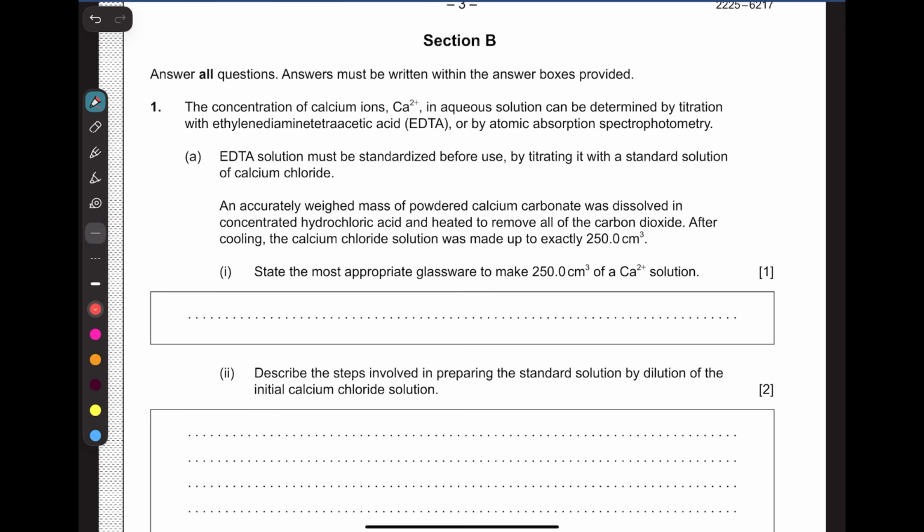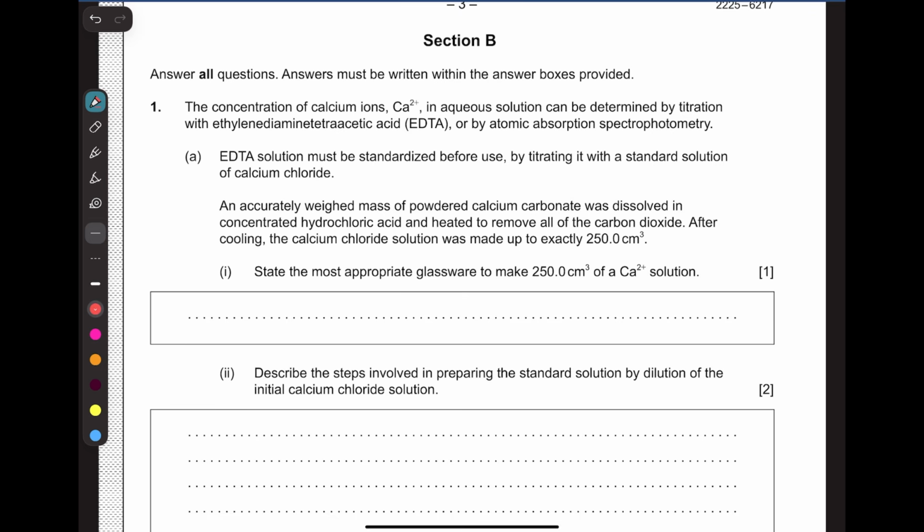So the concentration of calcium ion, Ca2+, in aqueous solution can be determined by titration with ethylenediaminetetraacetic acid, EDTA, or by atomic absorption spectrometry. EDTA solution must be standardized before use by titrating it with a standard solution of calcium chloride. An accurately weighed mass of powdered calcium carbonate was dissolved in concentrated HCl and heated to remove all of the carbon dioxide. After cooling, the calcium chloride solution was made up to exactly 250 cm³.